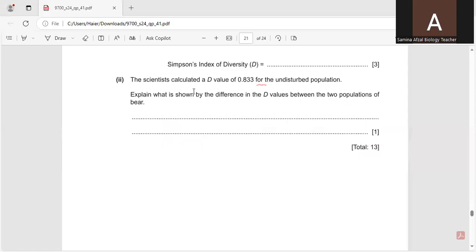Higher diversity has more variations. So it was all about question number 7 and 8.